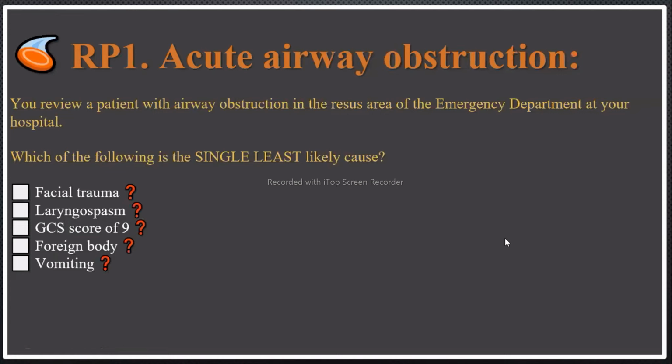Okay, so you review a patient with airway obstruction in the resus room. Which of the following is the single least likely cause, guys? Glasgow Coma Scale score of 9. GCS score of 9. Excellent.